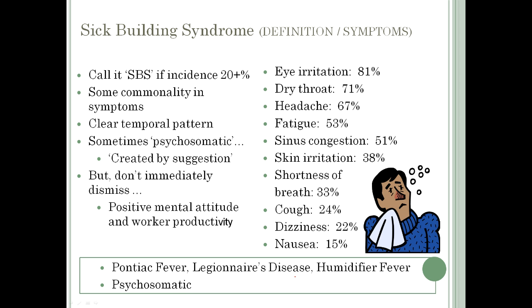But there can be some more serious diseases or ailments associated with indoor air quality as well, such as Pontiac fever and Legionnaire's disease and humidifier fever, which are essentially all pneumonia-like diseases, Legionnaire's being the most serious of the three, which develops into full-blown pneumonia. Pontiac fever and humidifier fever give you very similar symptoms, but don't progress all the way to pneumonia. Pontiac fever, Legionnaire's disease, humidifier fever, not contagious person to person. Just another little sidebar comment there.